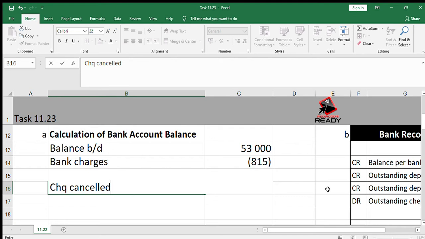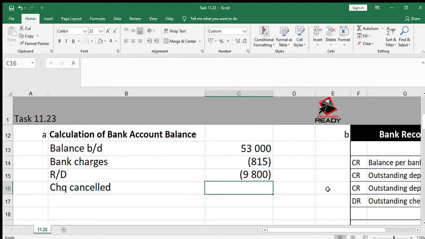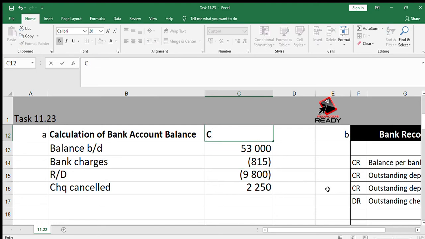Now, when the check was issued, it was issued from the CPJ. When it's cancelled, it's cancelled in the CRJ. So we're going to add it on to the bank balance. Remember, CRJ transactions are plus and CPJ transactions will be minus. I'll just make that note for you here. Okay, in my case, I'm putting it in brackets.